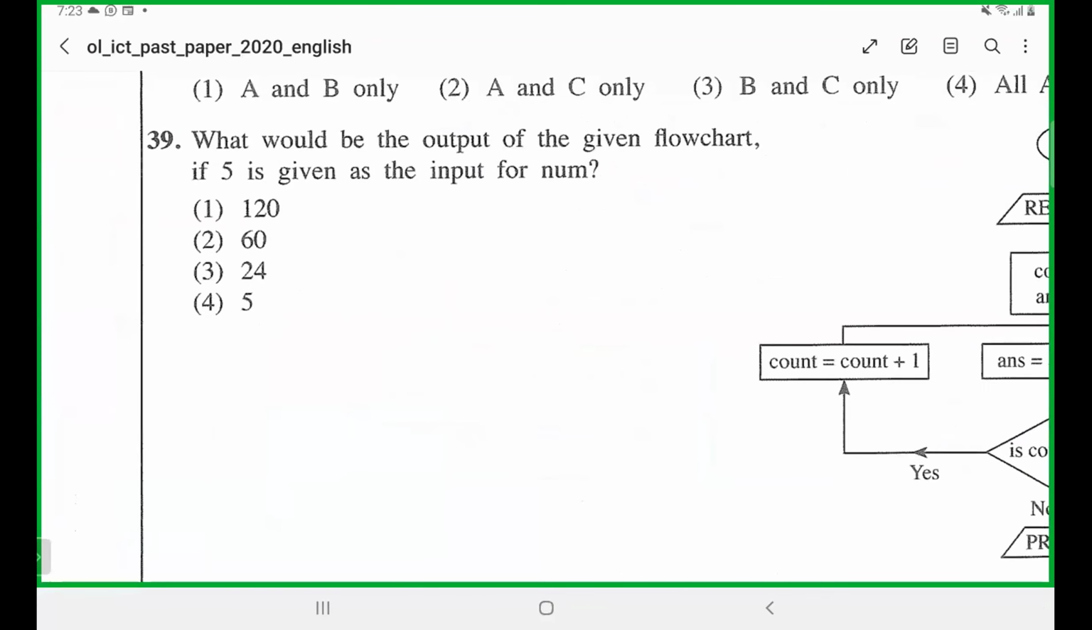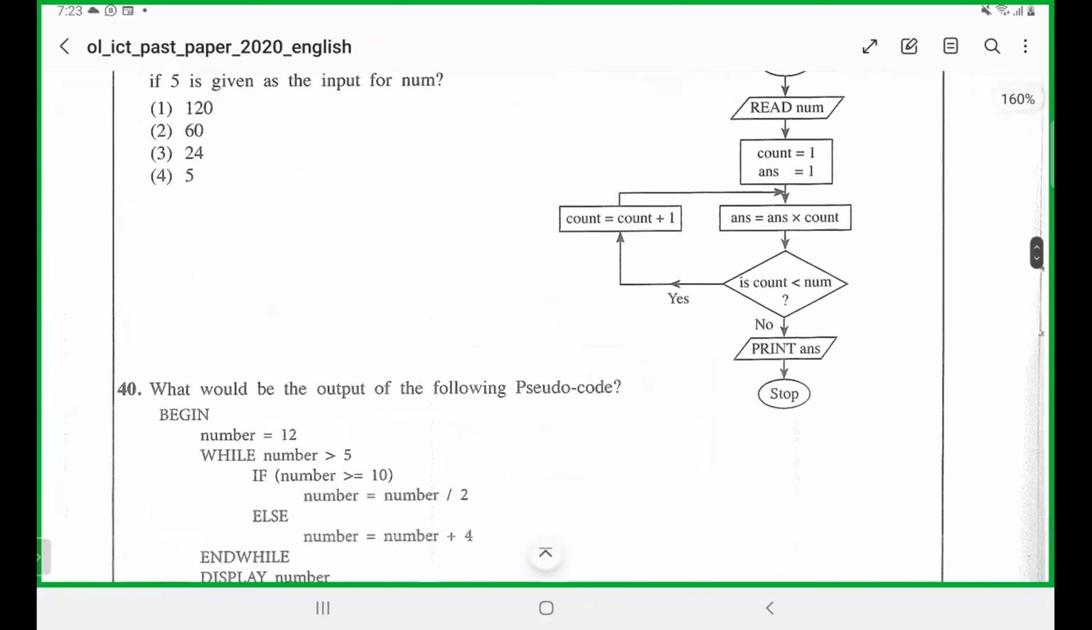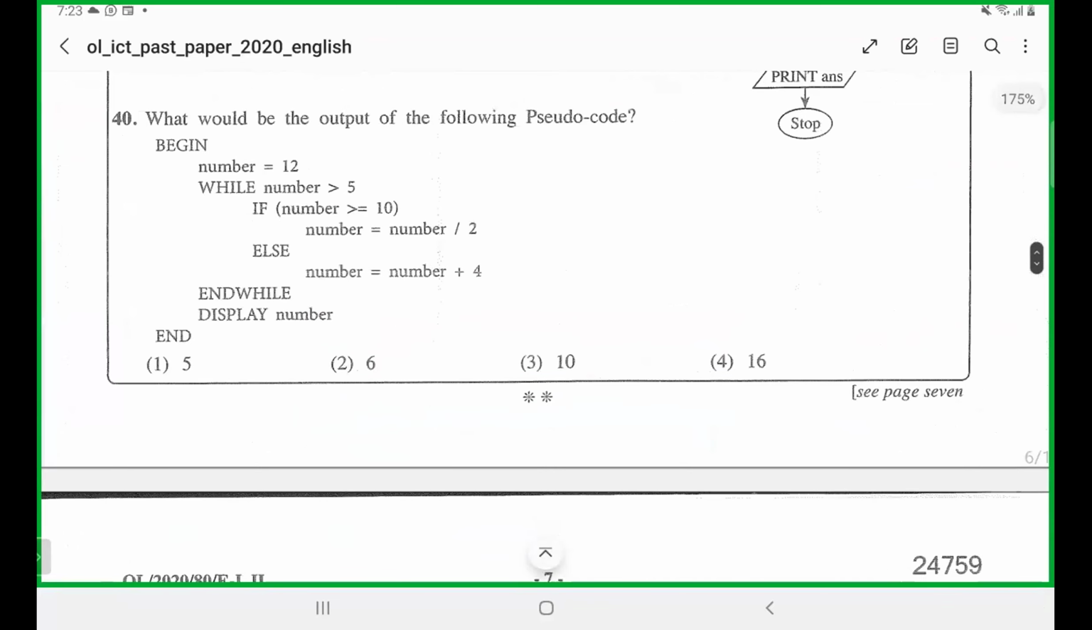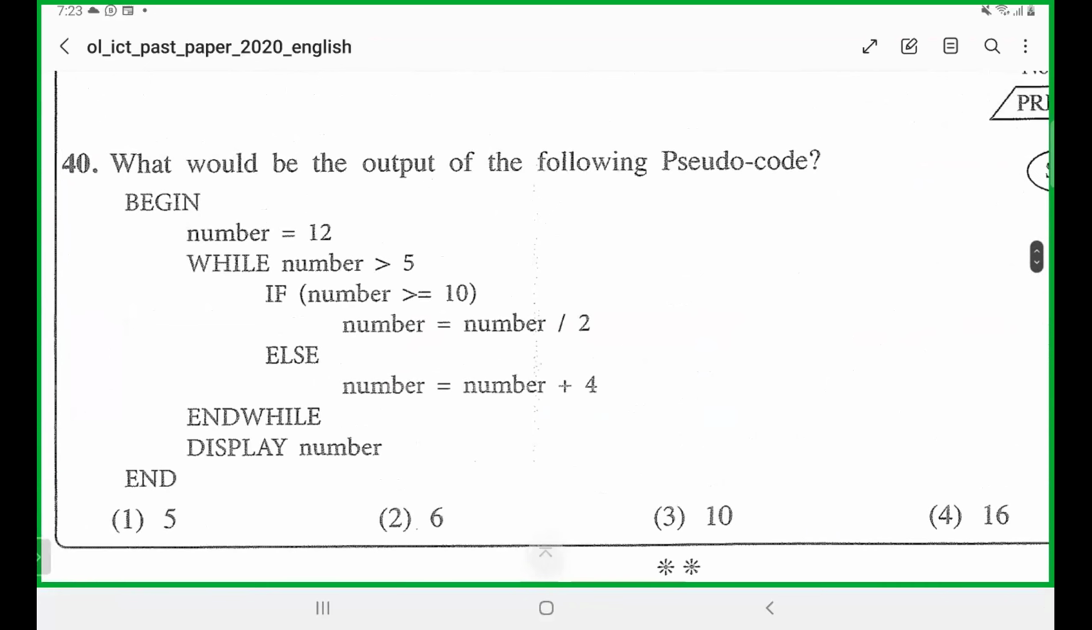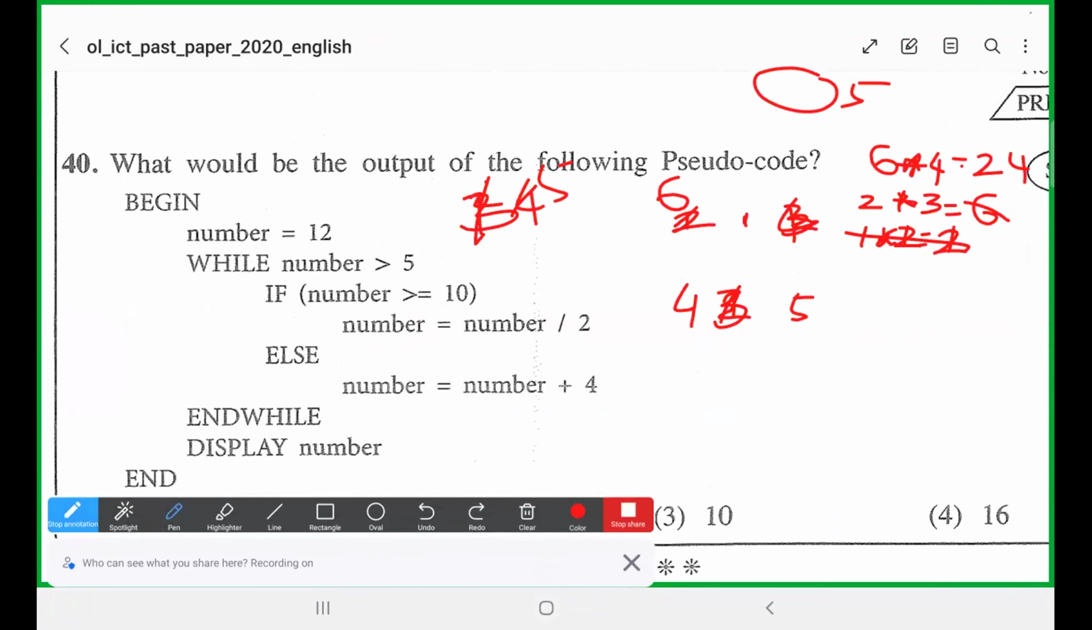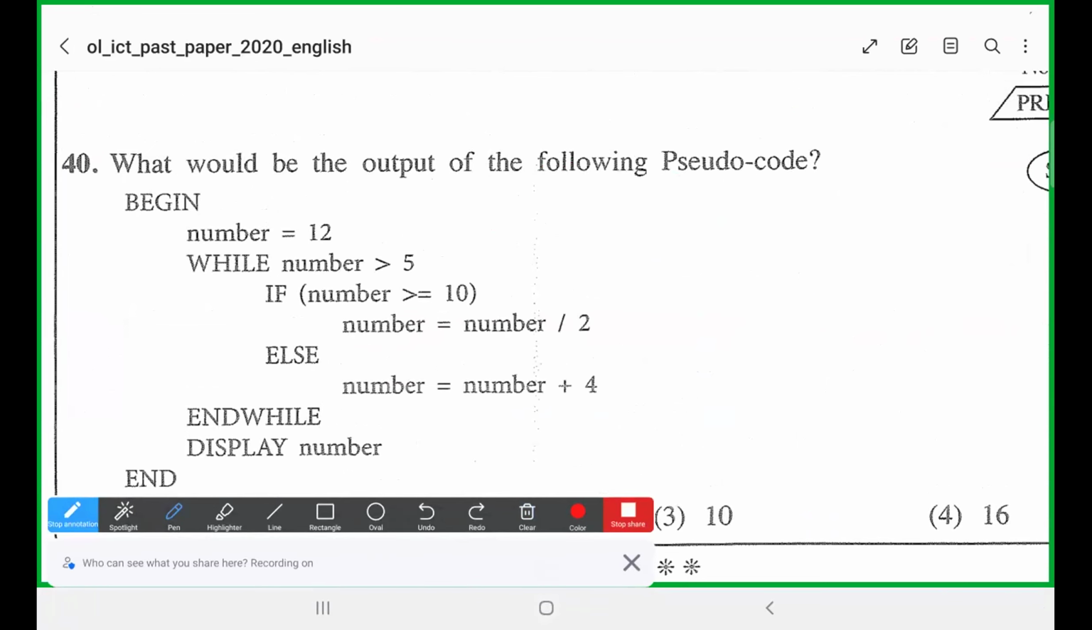Very good. 20, 20 into 5, 120. Good. And the next point, what would be the output of the following pseudocode? Here the pseudocode is there. Right, let's delete these things. While loop and if. And remember, here you can't see end if.